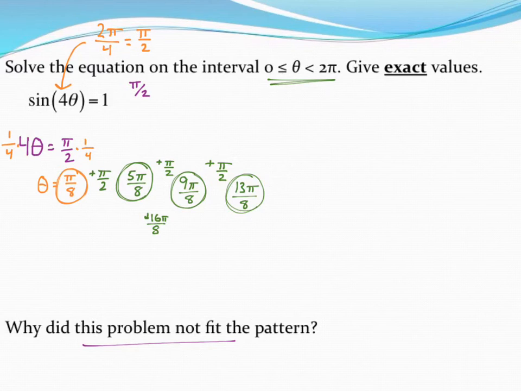So if I add 4 again, I'd end up with 17 pi over 8, which is an answer, but it's not an answer we can count. That value's bigger than 2 pi. 17 divided by 8 is bigger than 2, so I can't count that one. I get 4 total solutions. So not the 8 that we would have predicted, but that's because we were dealing with a quadrantal angle.